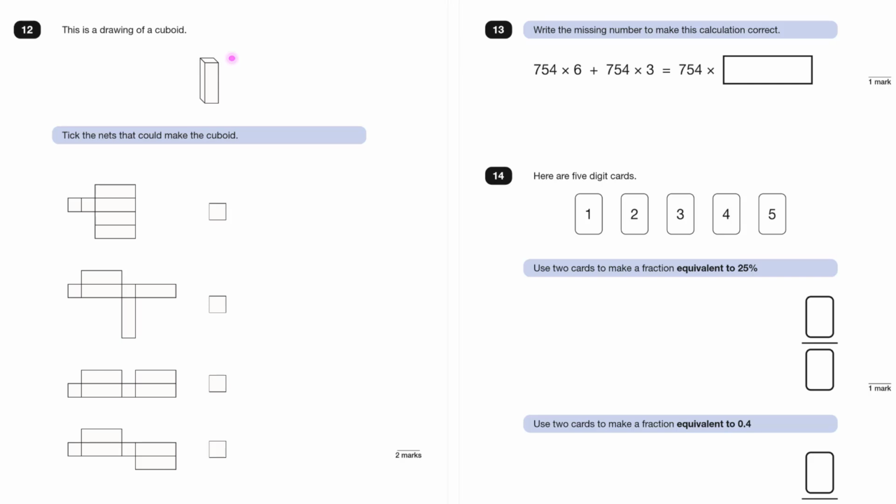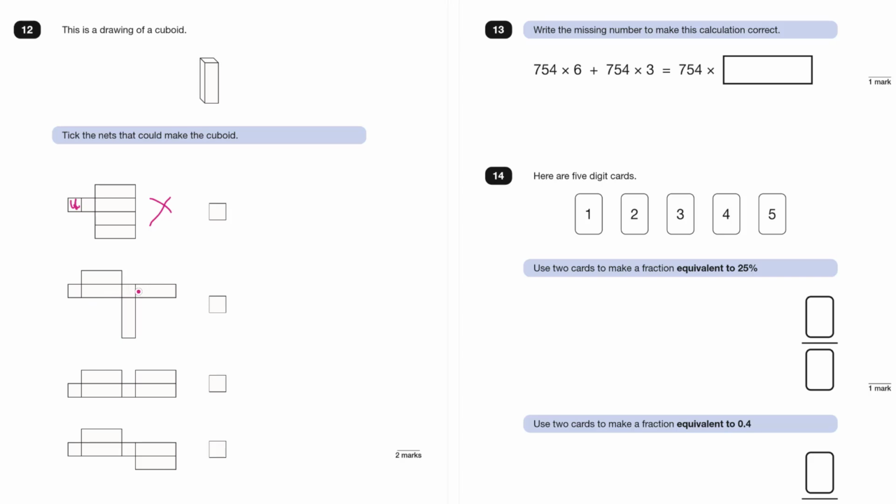So tick the nets that could make the cuboid. You're simply going to look down each one. You're going to think about, if you were to fold it up, would it make a cuboid? So I can see in this first one that wouldn't, because I could fold all these sides up, and then this could fold up the side, but this bit would actually overlap, so not that one.